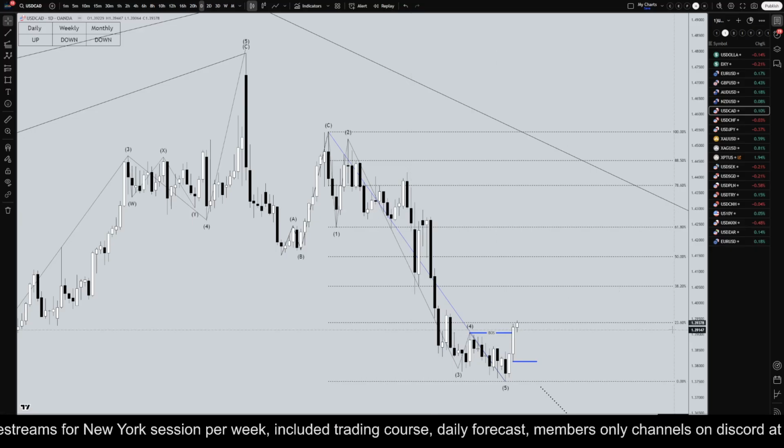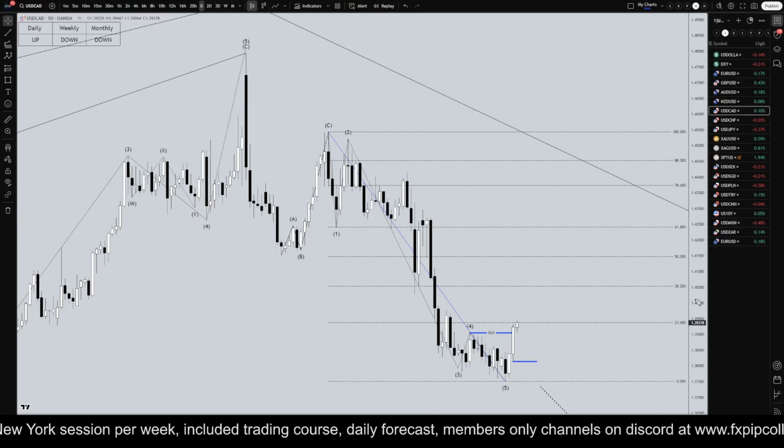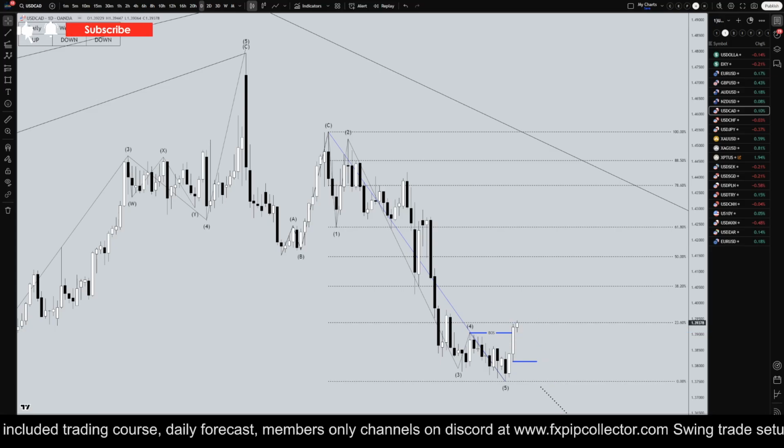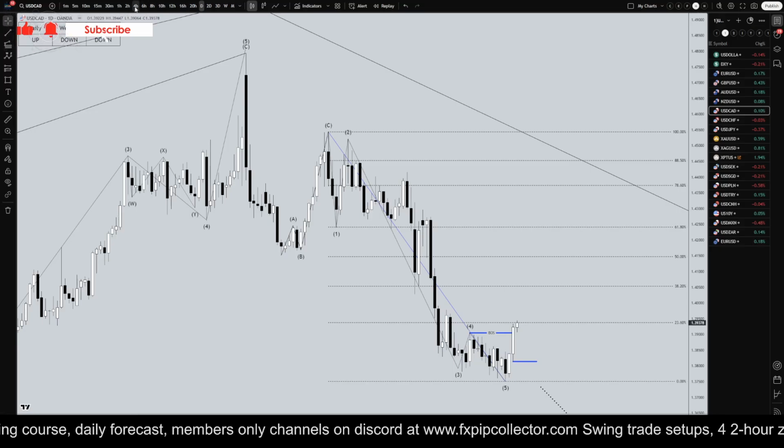So definitely keep an eye on your fib levels. I mean, this could literally just make a 23% pullback, do something like this and then just continue right down. So keep an eye on your fib levels for sure.